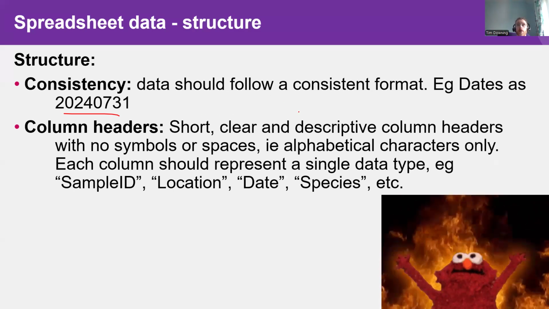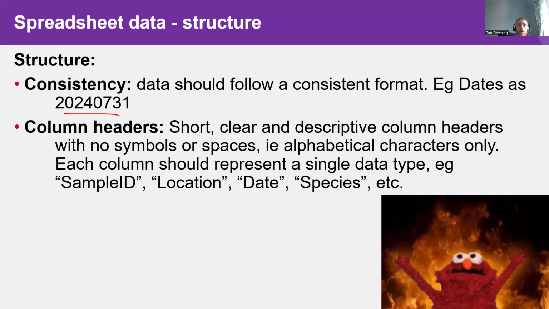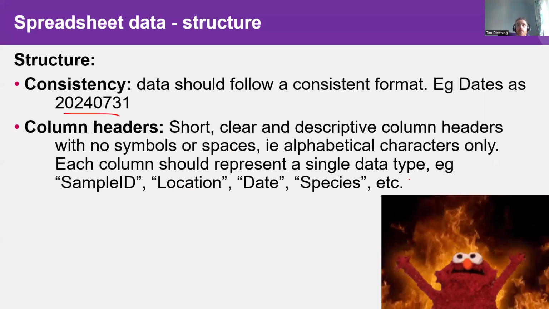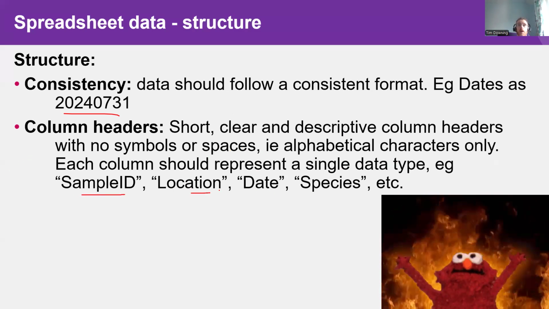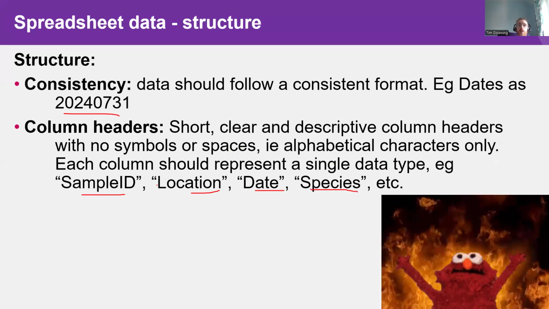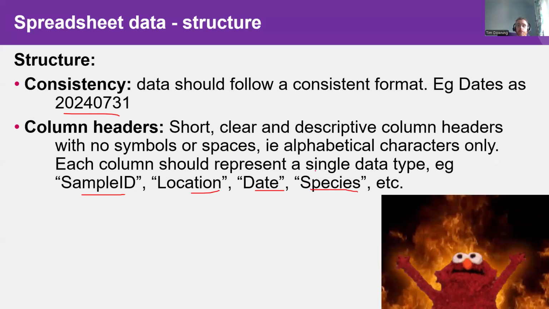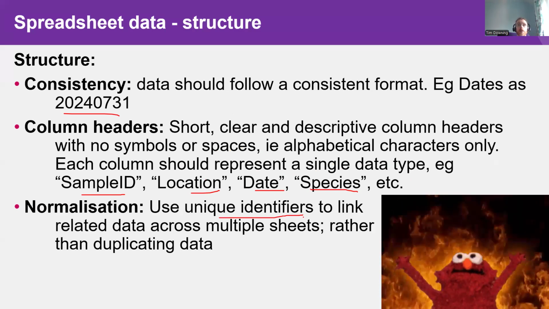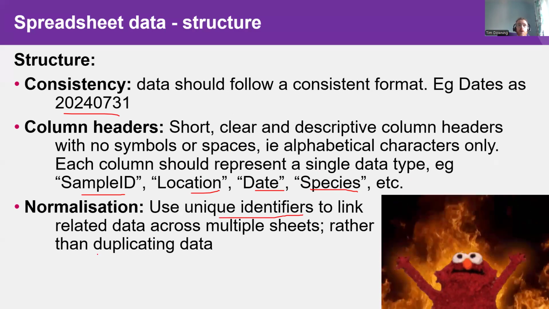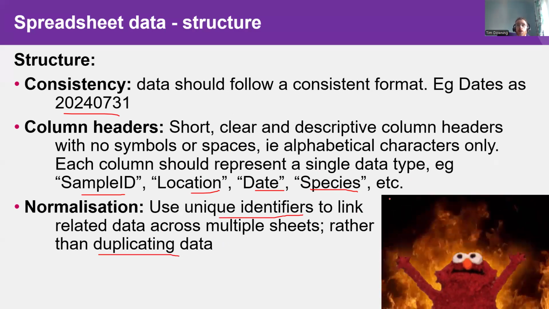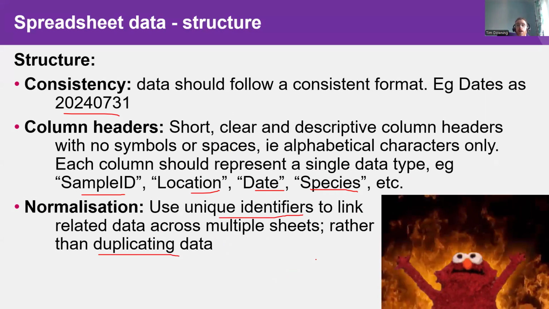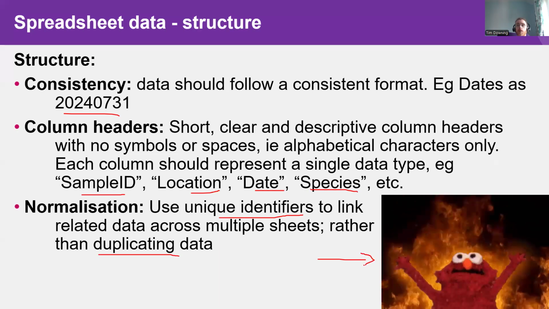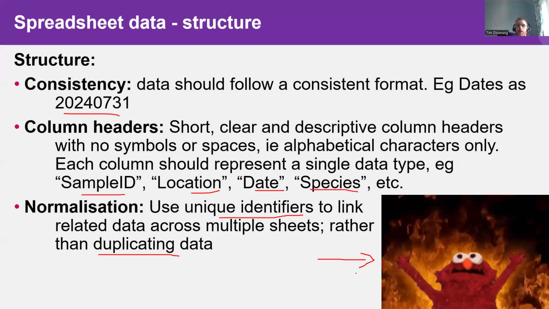Column headers should be short, clear, and descriptive, with no symbols or spaces, in alphabetical characters only. They should contain a single data type, such as the sample, location, date, species. You can see there's no spaces or anything like that, like this. Normalization: use unique identifiers to link different data sets across multiple sheets rather than duplicating data. So if you find yourself looking at spreadsheets like the following page, you know that you're dealing with something that is really, really challenging to deal with.